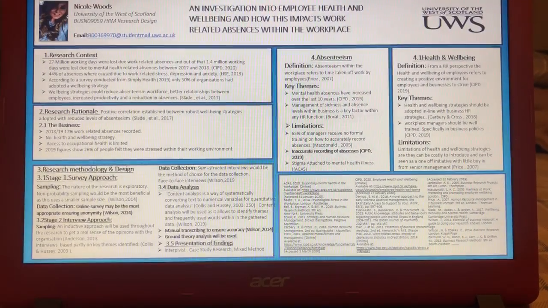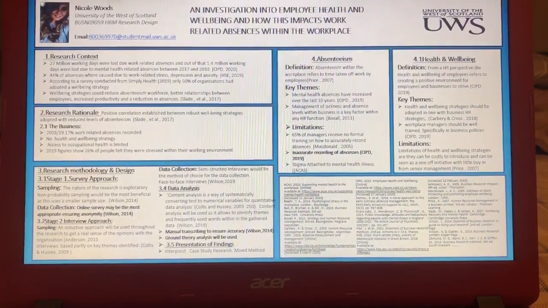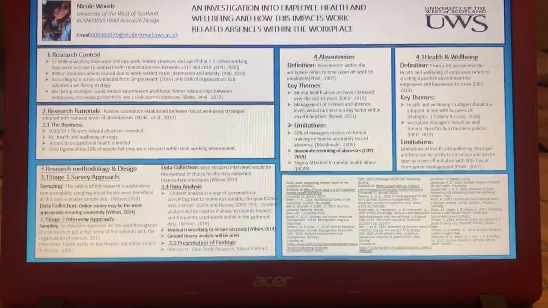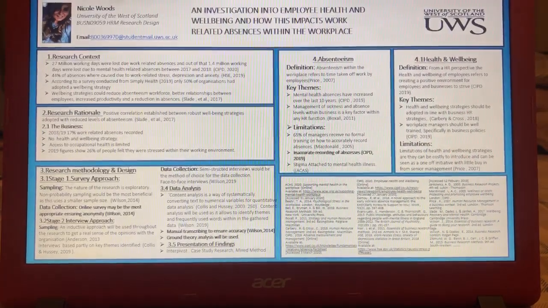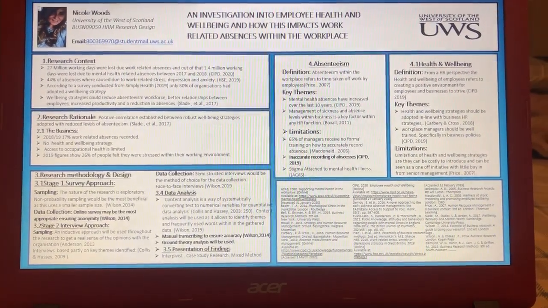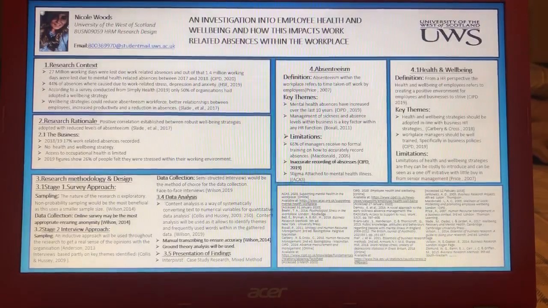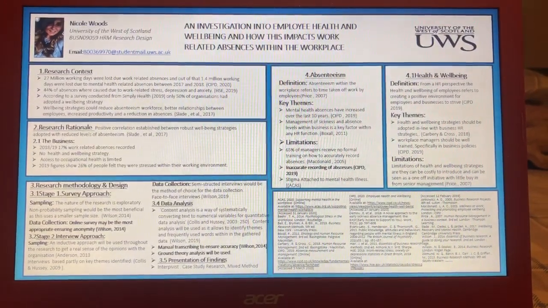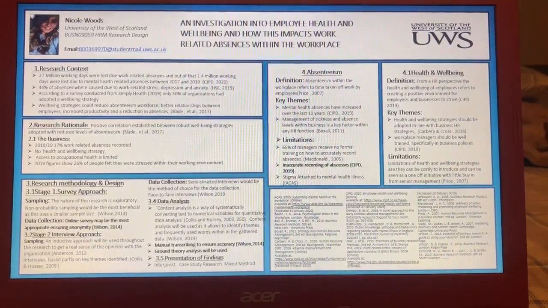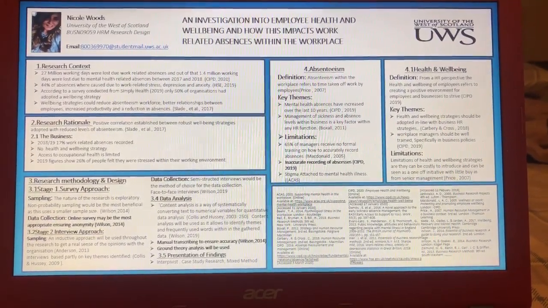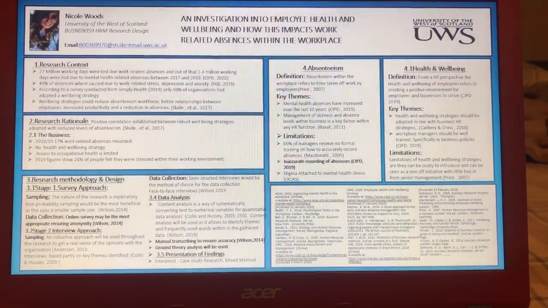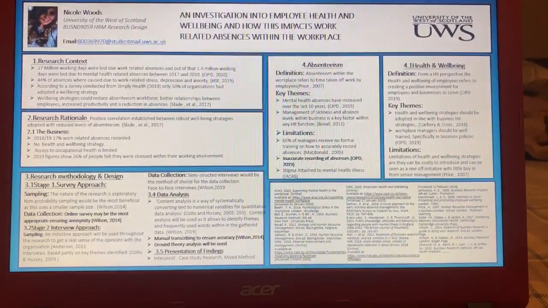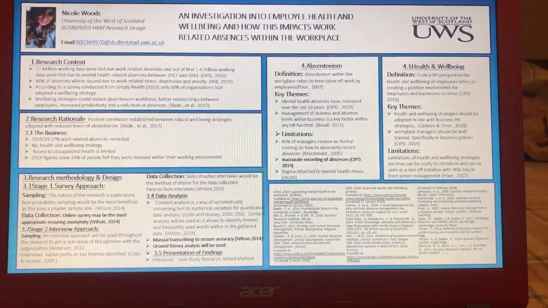Management of sickness and absence levels within organisations is a key factor within any HR function. Contributing factors which could cause related absenteeism within the workplace could be high workload, pressure from management and bullying and harassment as well. Limitations have shown that only 65% of managers receive formal training. So that means that a high percentage of managers maybe are not sure how to record absences.